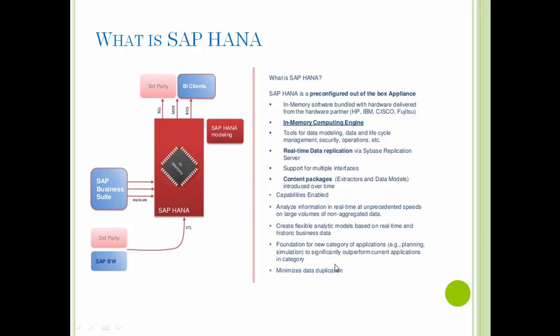Foundation for a new category of applications. Basically, the new generation of applications which will be introduced in future for business flexibility can be consumed on SAP HANA. So it offers the flexibility for a new category of applications. And it overall minimizes data duplication, thus saving cost and saving time and offering good speed.